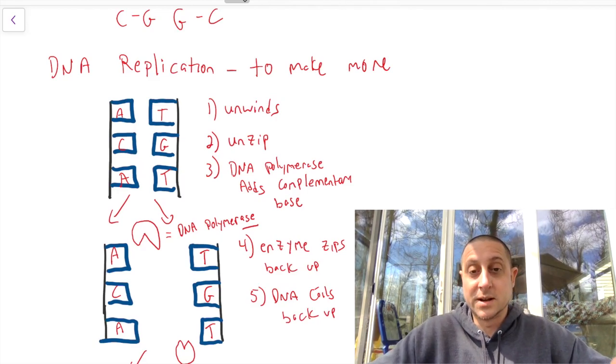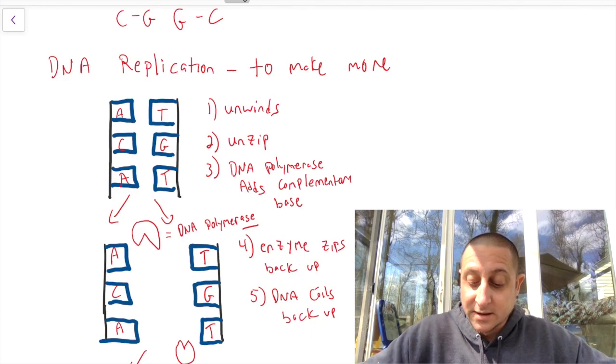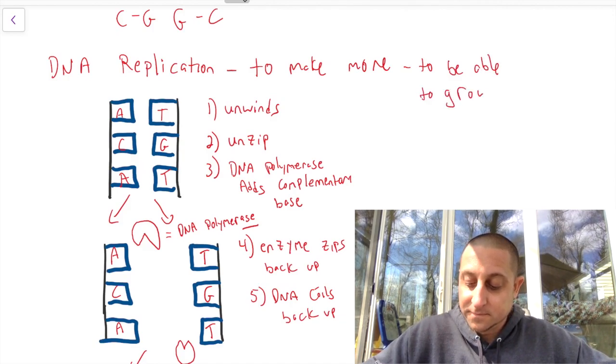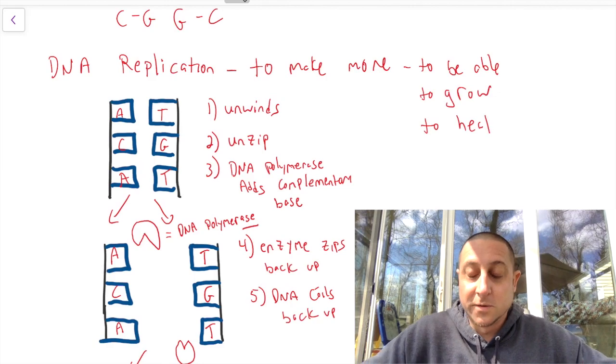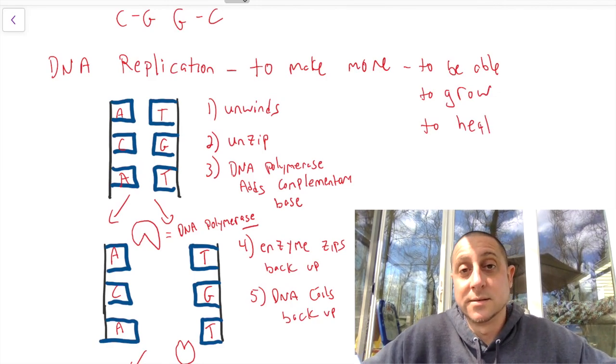All right, so DNA replication is important to make more DNA, to be able to grow, to be able to heal. And then, of course, outside the cell, PCR can be used in criminal cases.